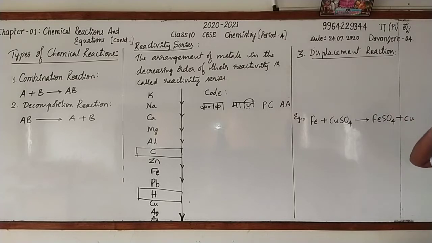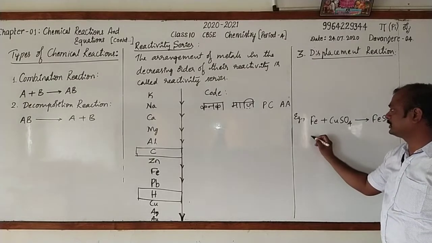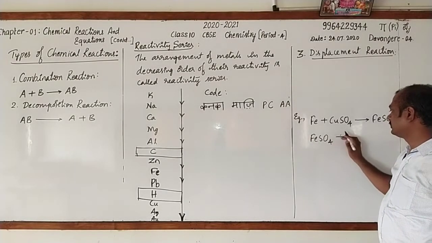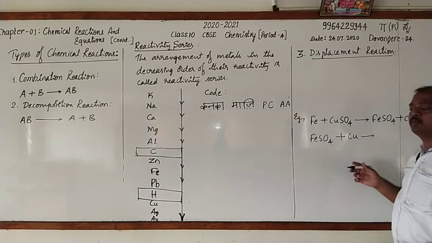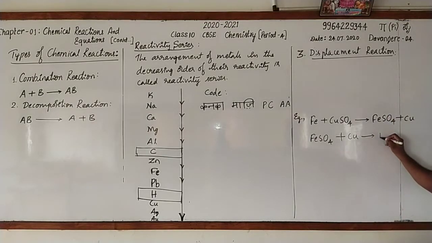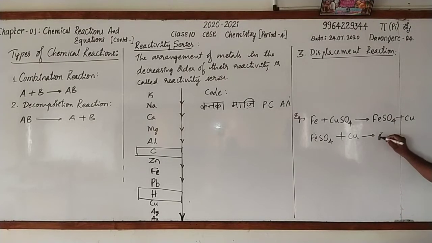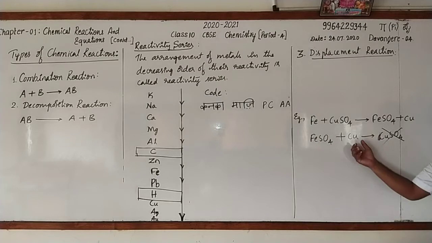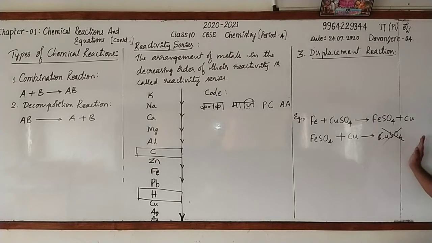Now I'll take one more example. Observe it. I'll take FeSO4 plus Cu gives rise to, what do you say? Can we write CuSO4? You cannot. Why? You know that iron is stronger than copper. Copper cannot displace iron. Hence, this reaction is not possible.